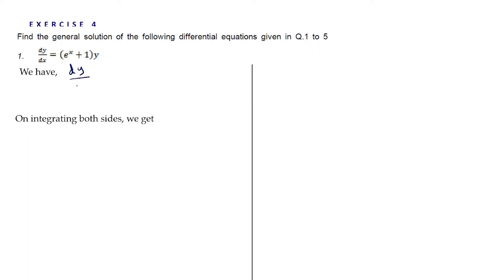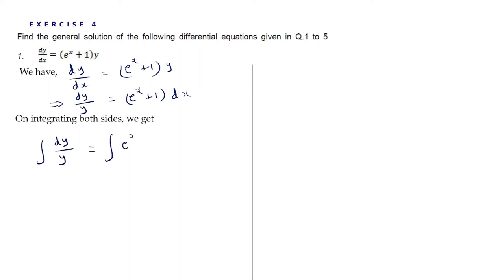We have dy by dx equal to e raised to x plus 1 into y, or we get dy by y equal to e raised to x plus 1 into dx. Now we can integrate both sides. On integrating both sides, we get integral dy by y equal to integral e raised to x plus 1 dx, or this is integral dy by y equal to integral e raised to x dx plus integral dx. I have written this step only for clarification. This step is not necessary.